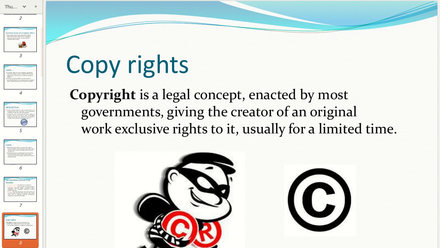So moving on to copyright specifically, because this is quite important. You are going to come across this term quite frequently in your research. Copyright is a legal concept enacted by most governments. It can be governments, but it can also be individual organizations like publishers. These give the creator of an original work exclusive rights to it, usually for a limited time.